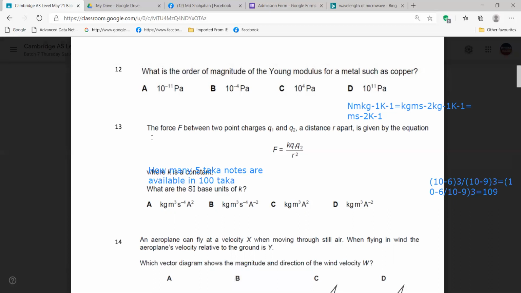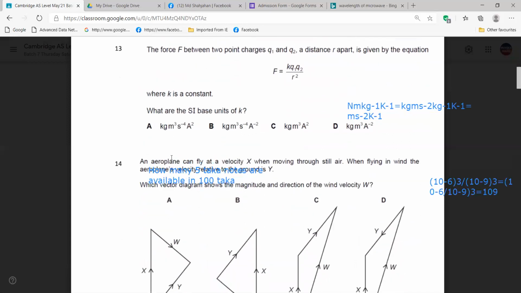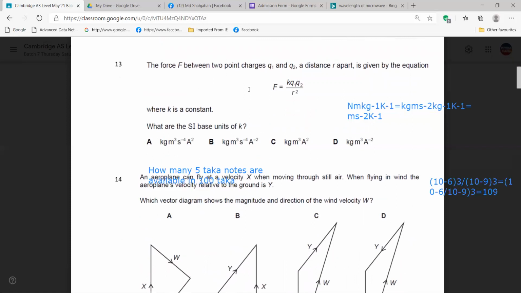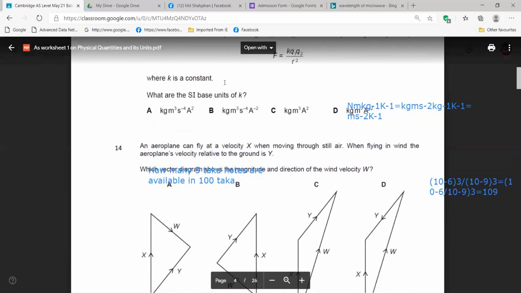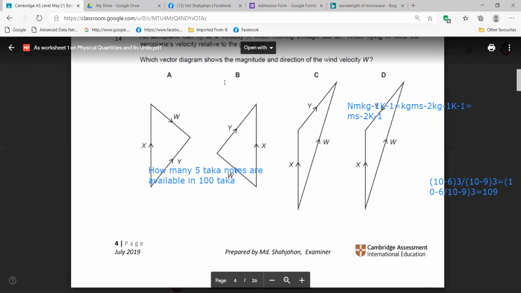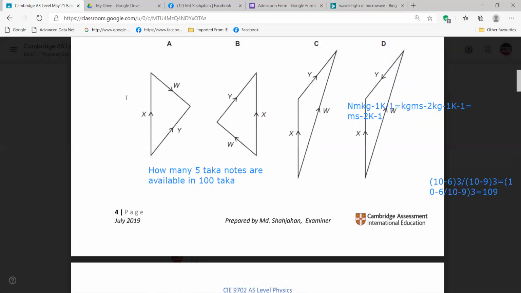And this one, already you know about the base units, how to get it. You try it, huh? You have to find the base unit of K. Rearrange this and then put the values. Q already I showed you. Charge is ampere second. So if you put the values, you will get some base units, right? And here you know the triangle rule you have to apply for this one.